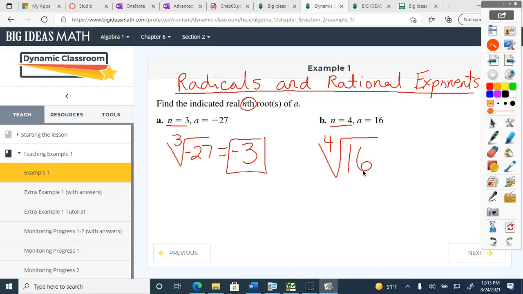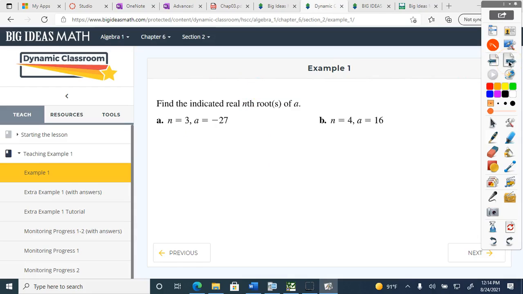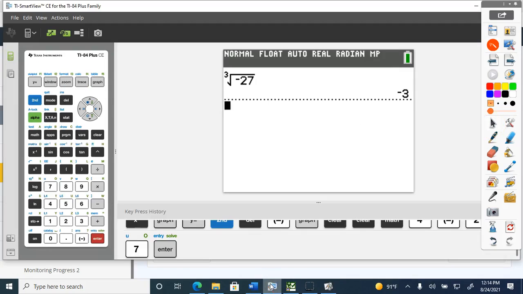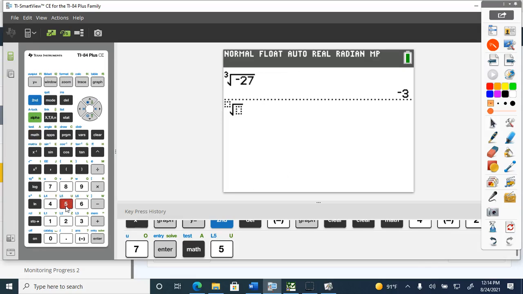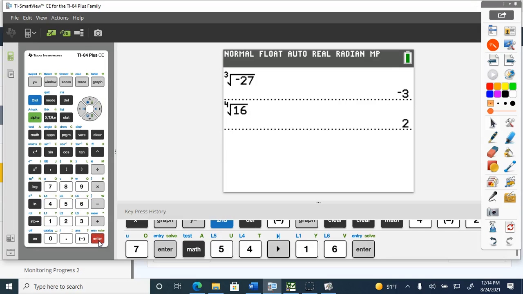So how do you get fourth? You do the same process. You hit math on your calculator. Notice there is no fourth root button, but there is a 5 that has an X there, just an X root. That's the one you want to pick, and then you get to pick what root. So fourth root of 16 is 2. And if you think about it, 2 times 2 is 4, times 2 is 8, times 2 one more time would be 16. That's what you're doing.